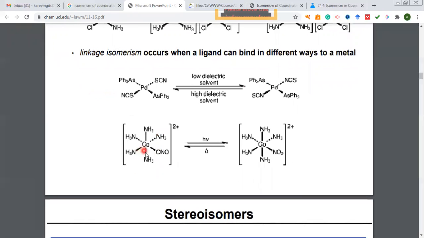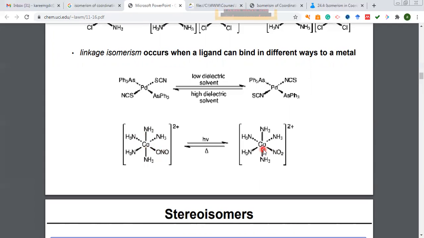Look, see. So here in this example, this is cobalt NH3 NO2. The formula of these two compounds is Co(NH3)5 and NO2. But here, see this, in this sphere, this cobalt is linked to the oxygen of the NO2 group. In this compound, this cobalt, that is the central metal ion, is linked to the oxygen of the nitro group.